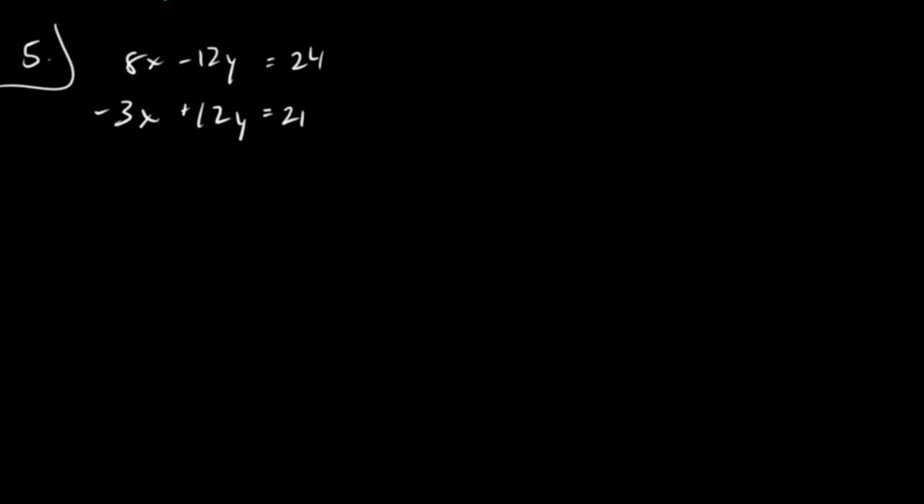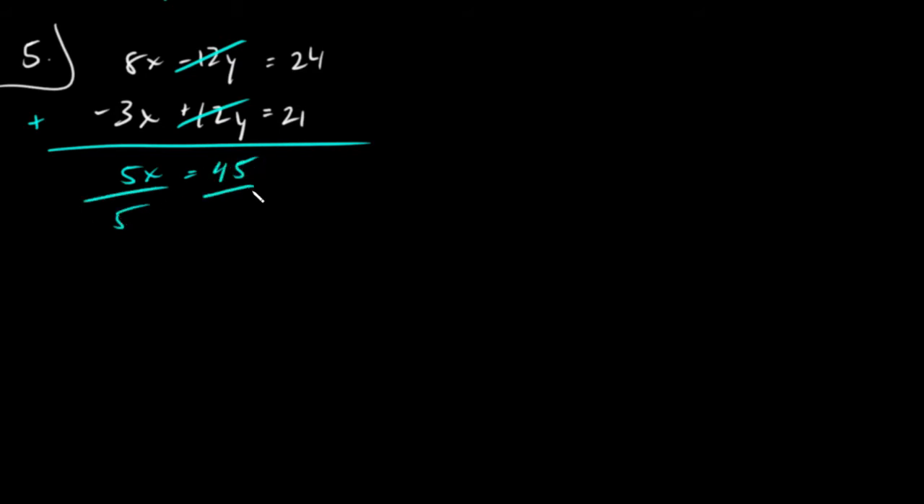Man, these are just gimmies. The y's are going to cancel, and you're going to get 5x equals a grand total of what? Well, I didn't write the problem down wrong. Oh, I was thinking about this wrong. You get 45. Divide by 5, divide by 5, and you get x equals 9.